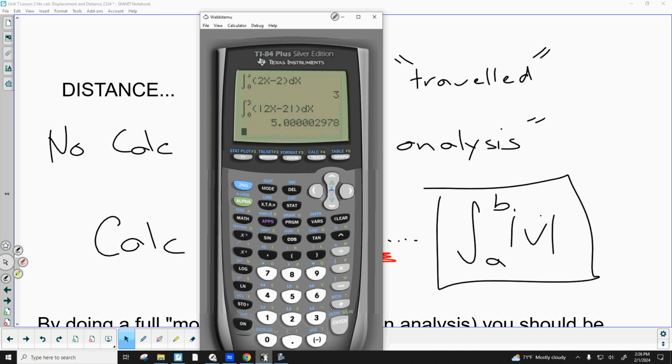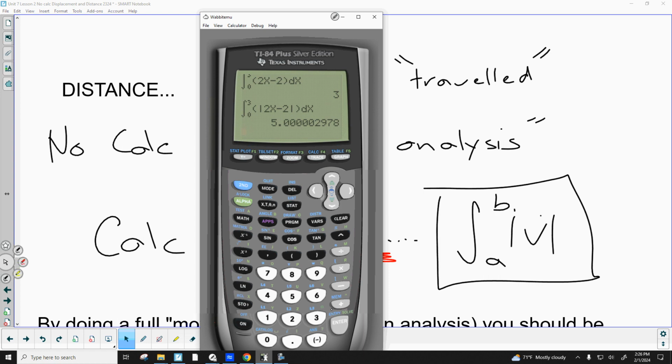Boom. Whoa. Hold on a second. I got 5.00002978. Why did I get 5.00002978 when my analysis earlier was just 5? Because Newton's a genius, and your calculator is limited by its numerical process of adding things up.